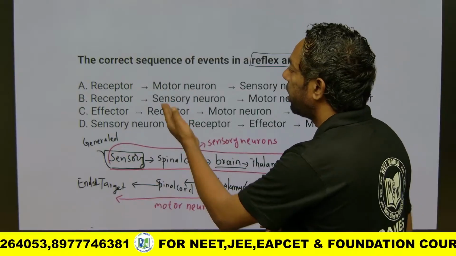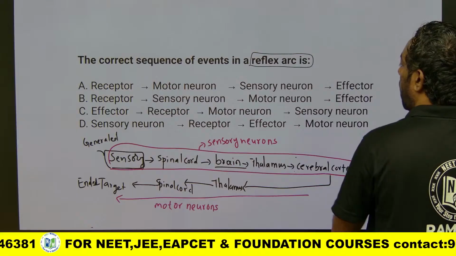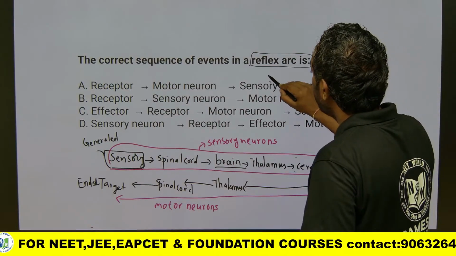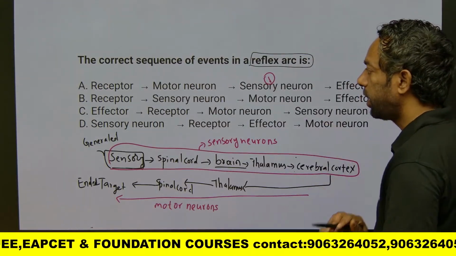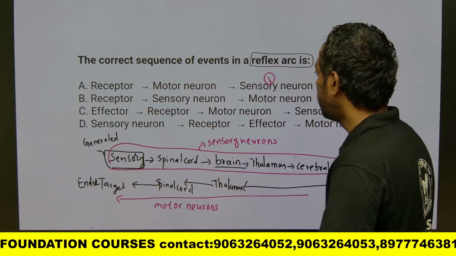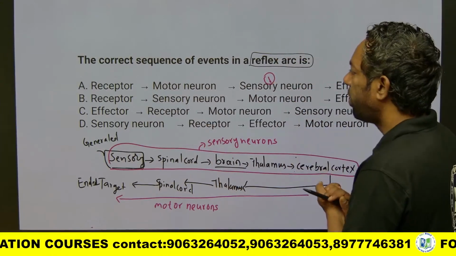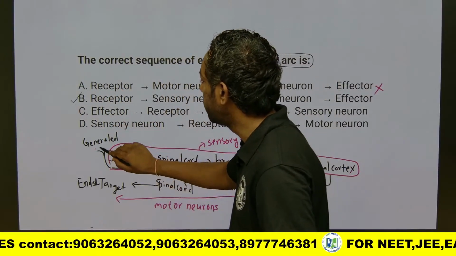First option: receptor, motor neuron, sensory neuron and effector. First sensory neuron is the first, so this is wrong. Second option: receptors, sensory neurons, motor neuron and effector. Of course, this is correct, where the receptors are generated first.